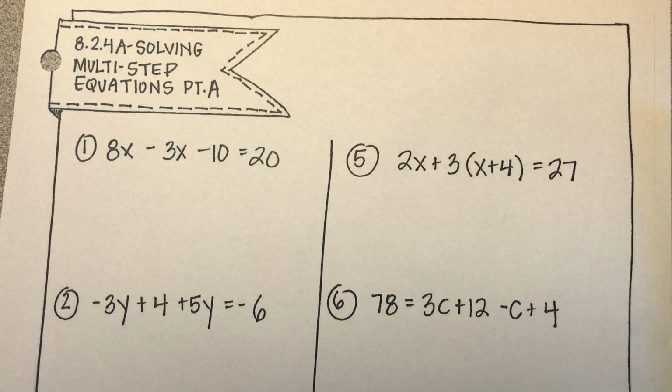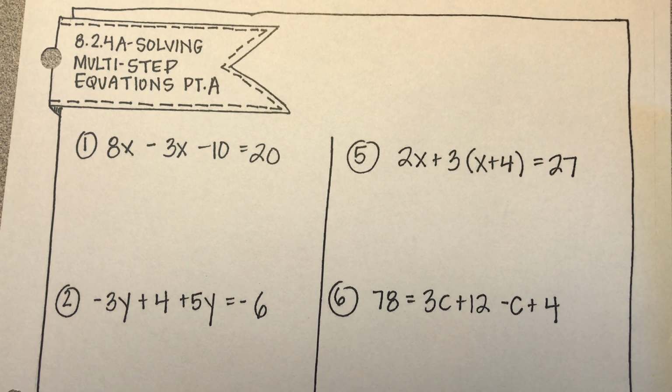Okay, today we're going to talk about multi-step equations. That just means when there's more than two steps, okay? There's no particular name for a 3-step or a 4-step. When you get beyond 2, it's just multi-step equations.